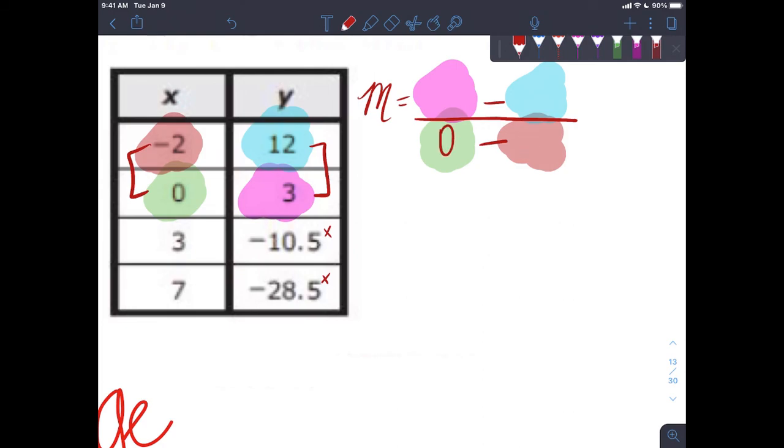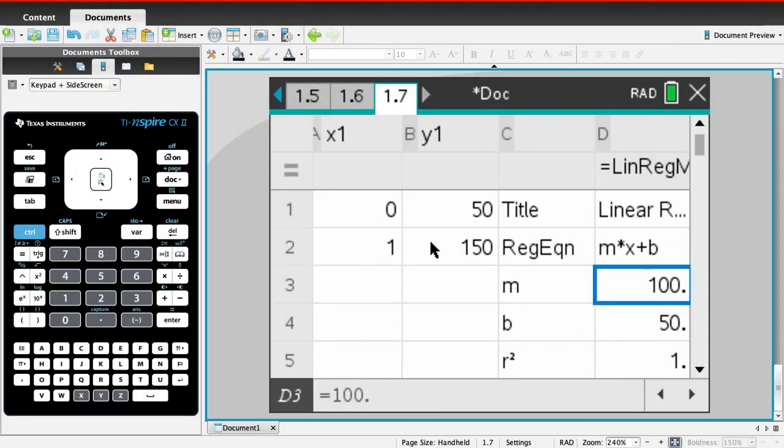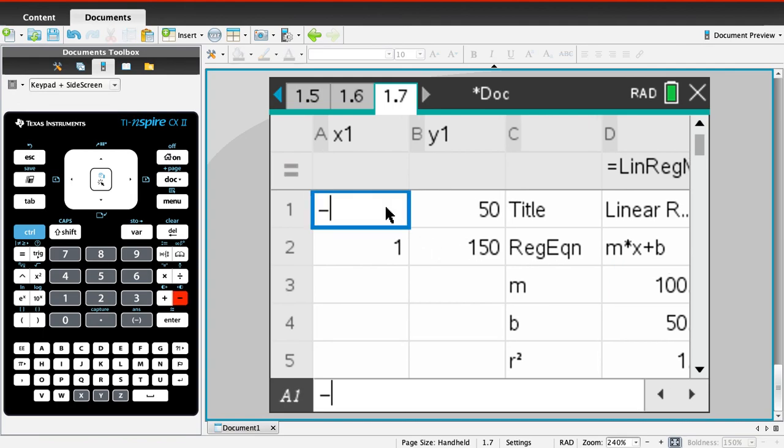Wait, excuse me. 0 minus -2, 3 minus 12. I see a double negative, turns positive, -9/2. So approximately -4.5. I'm going to go ahead and run a regression just to verify this. So I'm going to head back over here and I'll show you how you can do this really quick if you're running out of time.